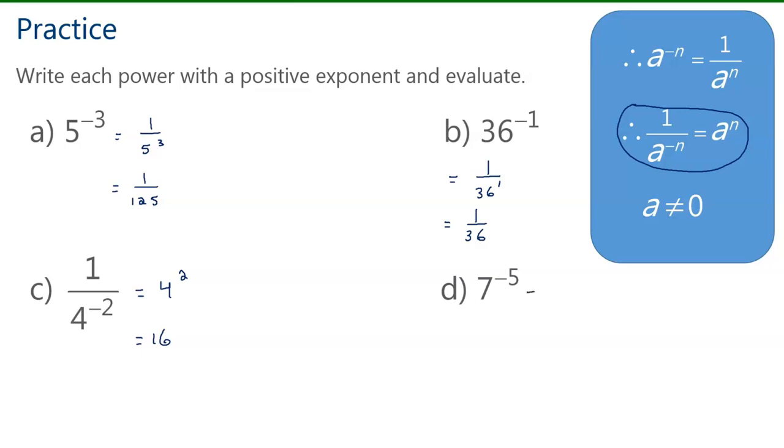In d, we invoke law number 1 for negative exponents right here, which is 1 all over 7 to the positive 5. 7 to the positive 5 is 16,807. So 7 to the negative 5 is 1 all over 16,807.